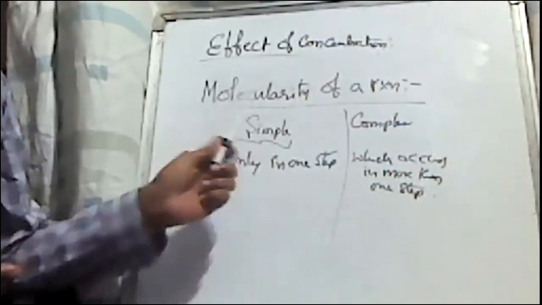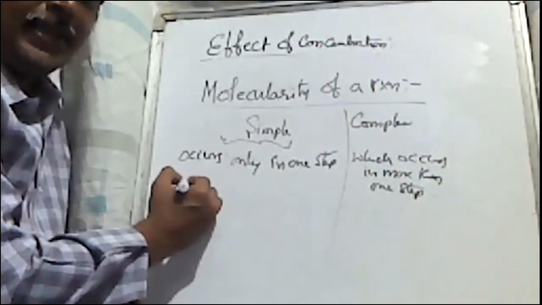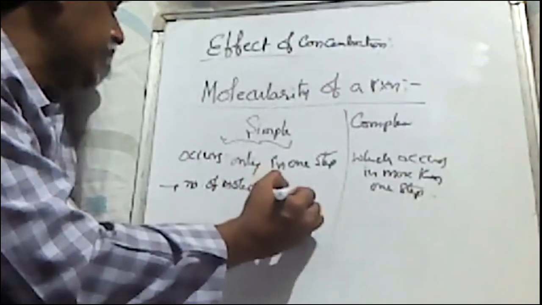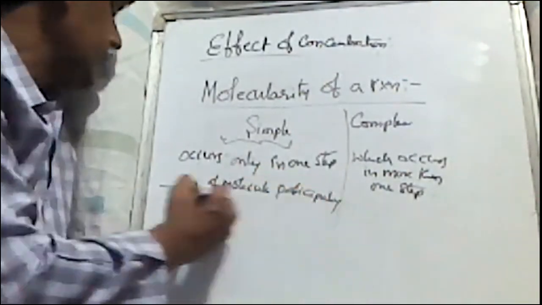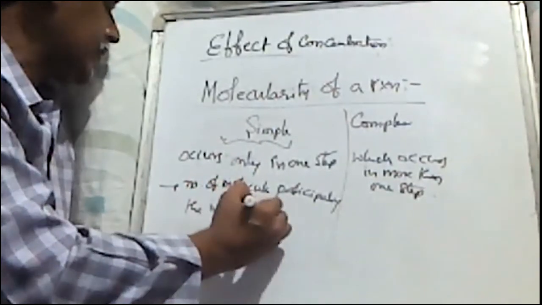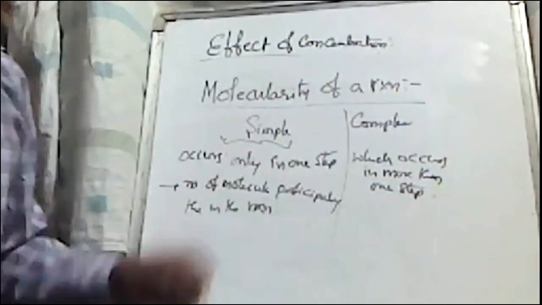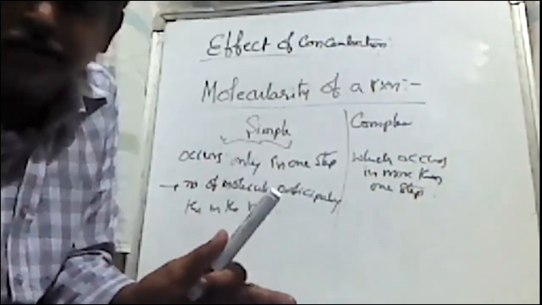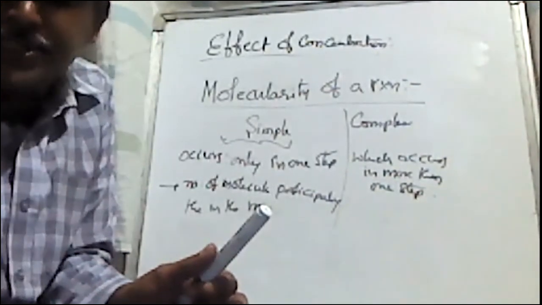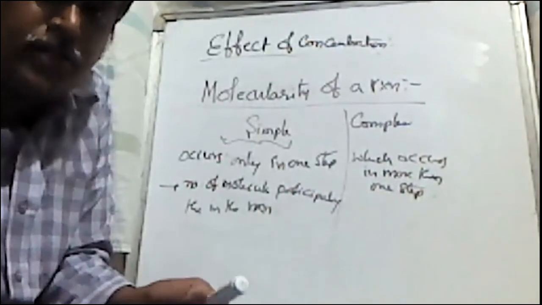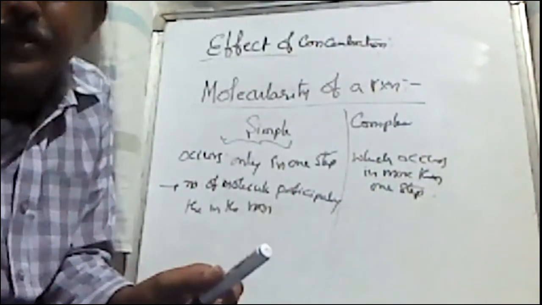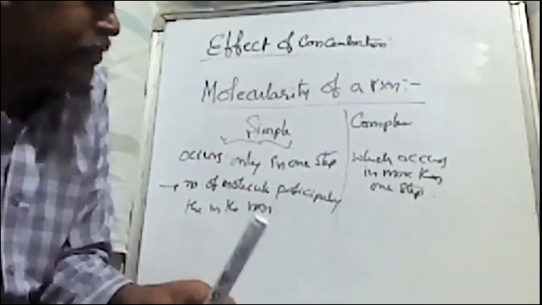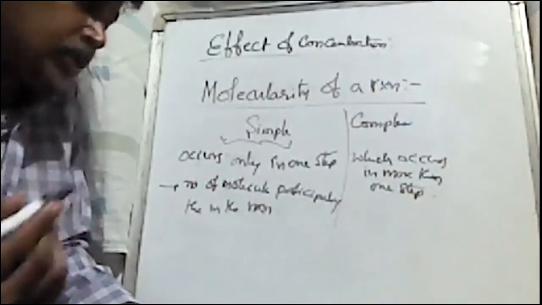For simple reactions, how to define molecularity? Molecularity is the number of molecules participating in the reaction. For simple reactions, the reactions which occur in only one step, we can define molecularity as the number of molecules participating. Whereas for complex reactions, how to define? Complex reactions are those which occur in more than one step.